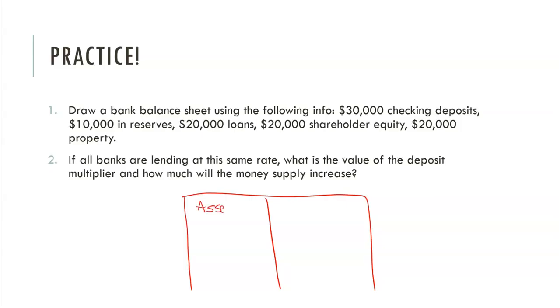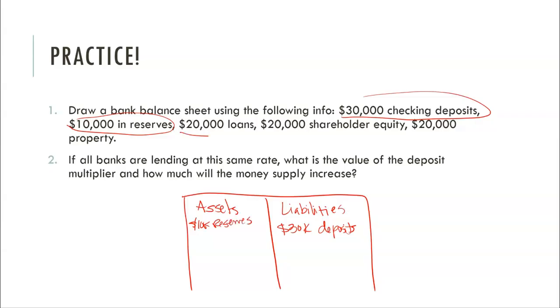Okay, so we're going to have assets and liabilities. Okay, so $30,000 in checking deposits. That's a liability. $10,000 in reserves. That would be an asset. $20,000 in loans. That would be an asset. $20,000 in shareholder equity. That would be a liability. And $20,000 in property. That would be an asset.